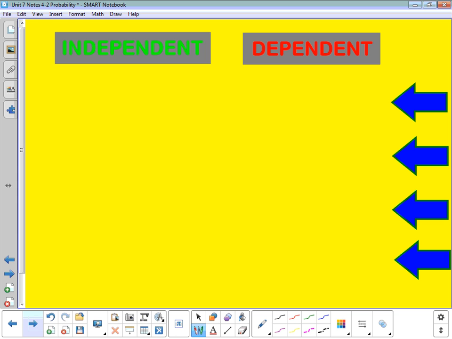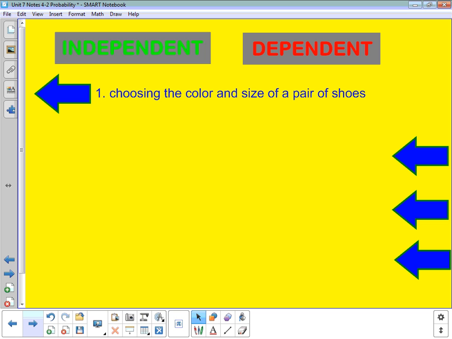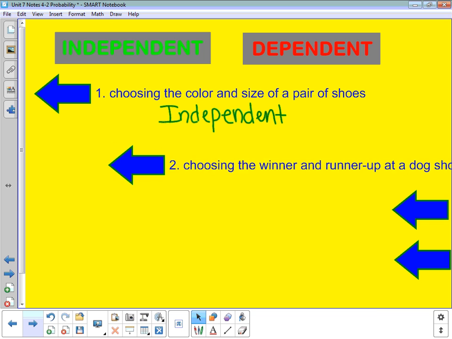Okay, let's take a look at deciding if some of these are going to be independent or dependent. So first of all, choosing the color and size of a pair of shoes. Does color affect shoes or affect the size? That's when you need to ask yourself, does color affect the size? No, they don't. Okay, so these two are going to be independent events. Because if I choose one color, I should still have a choice of size.